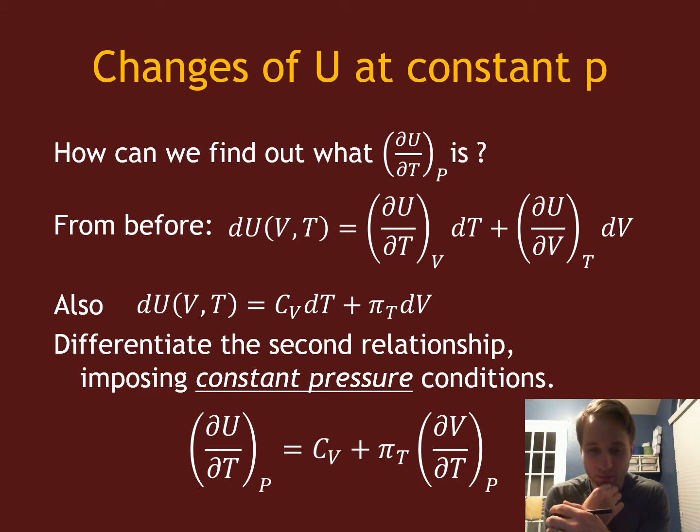Now, if we take the derivative of this entire relationship with respect to temperature at constant pressure, then our dU becomes del U del T at constant pressure. We then have CV dT. Well, the derivative of this with respect to T, you get dT dT, so those cancel, so you're just left with CV. And then we're left with pi sub T, and then del V del T at constant pressure. What is the change in volume with respect to change in temperature at constant pressure?